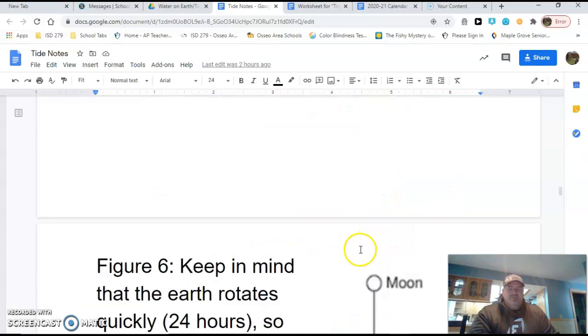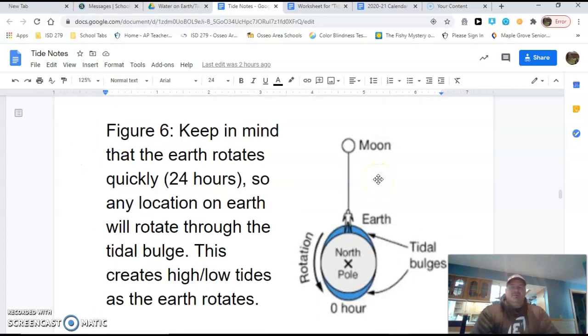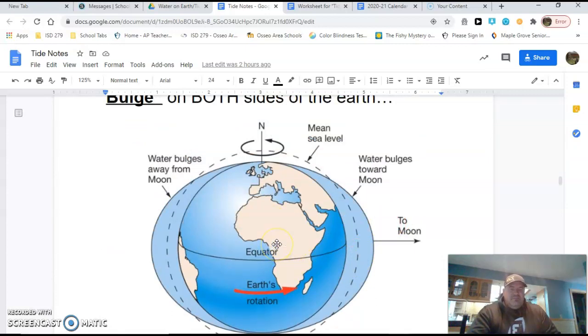So let's move on here. Keep in mind that the Earth rotates quickly, about 24 hours, right? So any location on Earth will rotate through that tidal bulge. So I'm going to go back up to this thing. If you're in Africa, in a couple of hours, you're going to be facing the moon. And if you are facing the moon, then that tidal bulge is going to be towards you. So if you're on the coastline, that tidal bulge is actually going to be pulling here now. And it'll be loosening up on this edge because this edge has moved to the back side of the Earth.